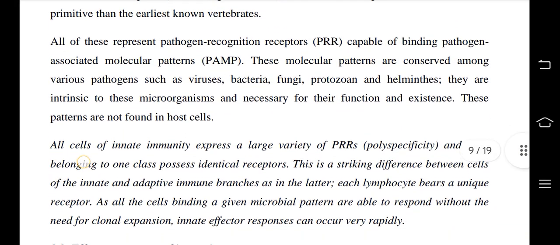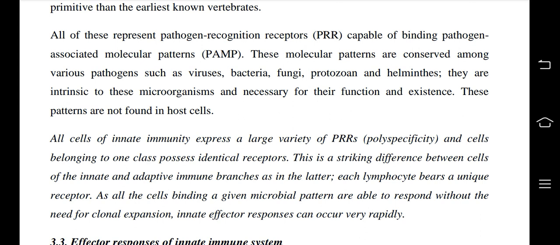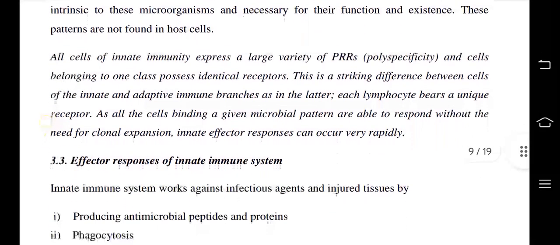All these represent pathogen recognition receptors, PRRs, capable of binding pathogen-associated molecular patterns, or PAMPs. These molecular patterns are conserved among various pathogens such as viruses, bacteria, fungi, protozoa, and helminths. They are intrinsic to these microorganisms and necessary for their function and existence. These patterns are not found in host cells. All cells of innate immunity express a large variety of PRRs, polyspecificity, and cells belonging to one class possess identical receptors. This is a striking difference between cells in the innate and adaptive immune branches, as in the latter, each lymphocyte bears a unique receptor.